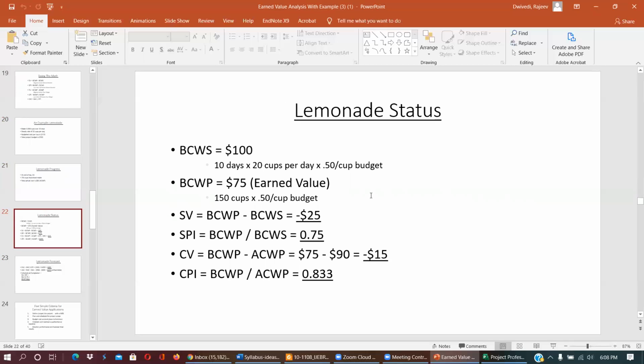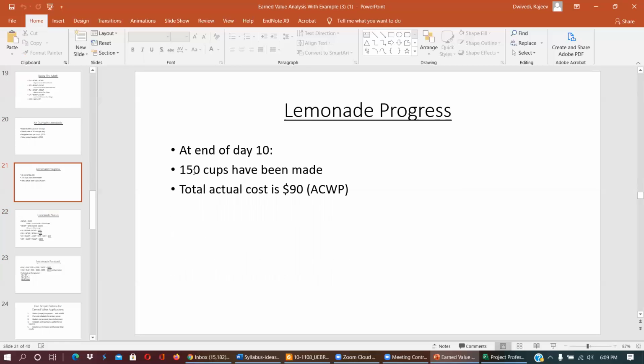This is the budgeted cost of work scheduled. What is the budgeted cost of work scheduled? Basically, 10 days times 20 cups times 50 cents, which is $100. At the 10th day, $100 of work should be done. Next, the budgeted cost of work performed. Actually, how much has been done? 150 cups are made. That means actually how much money?